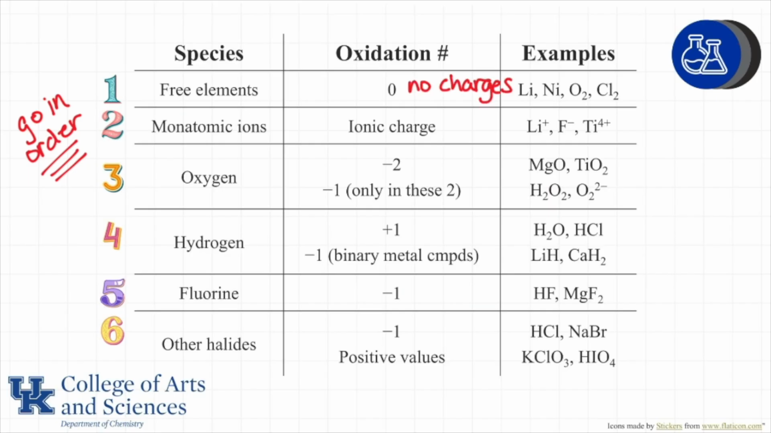Note that there are no charges on these. So we have Li for lithium, Ni. We can also have molecular elements such as O2 or Cl2. All of these have an oxidation number of 0.